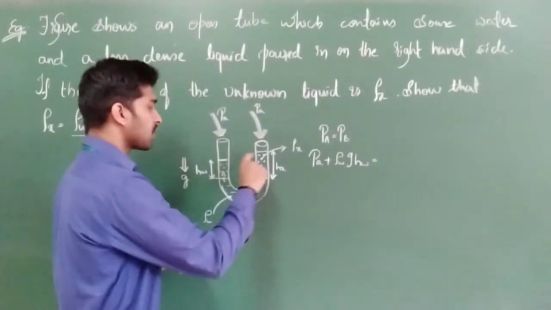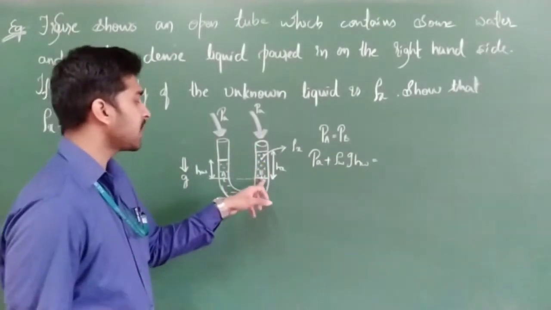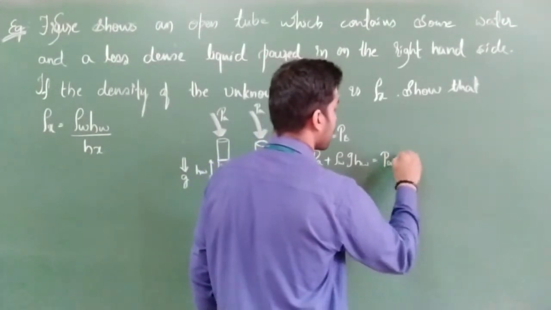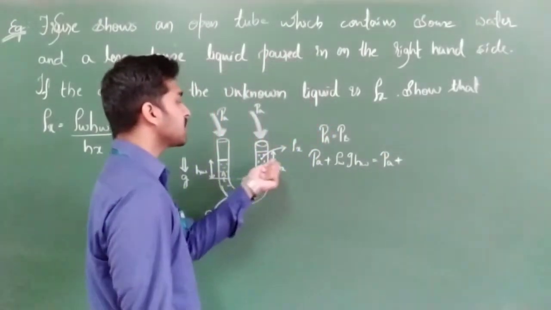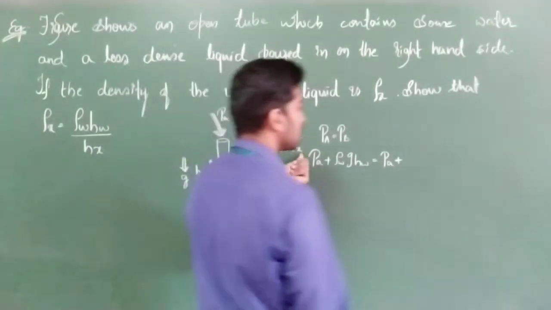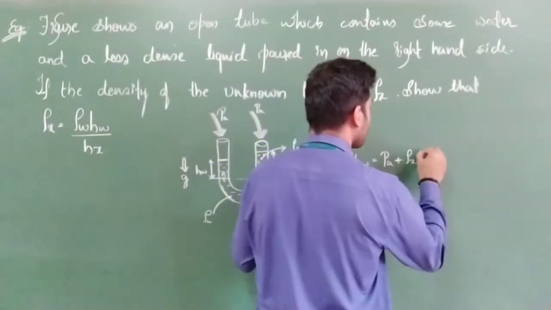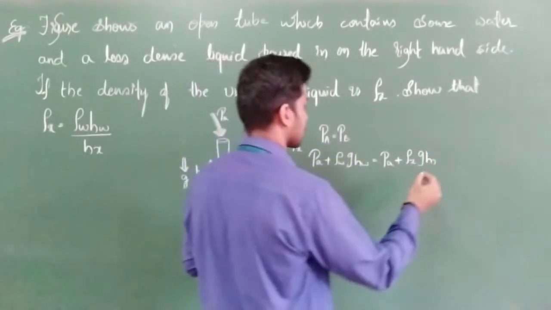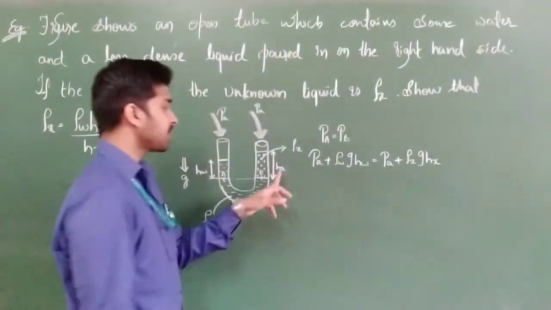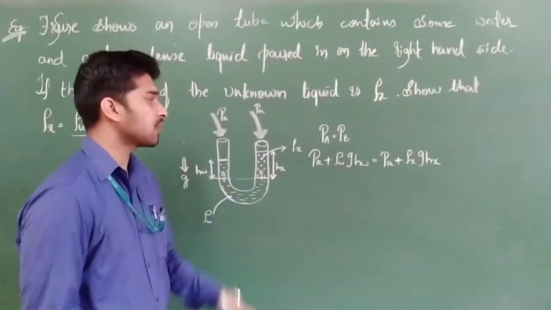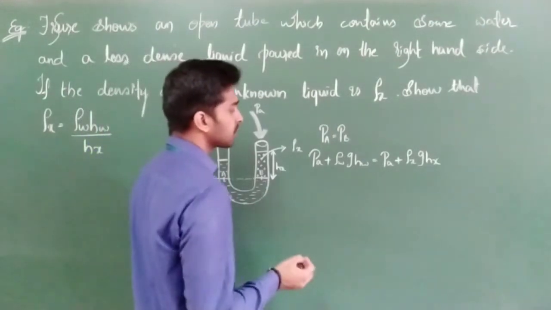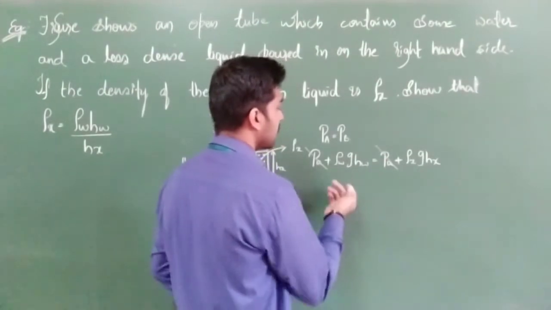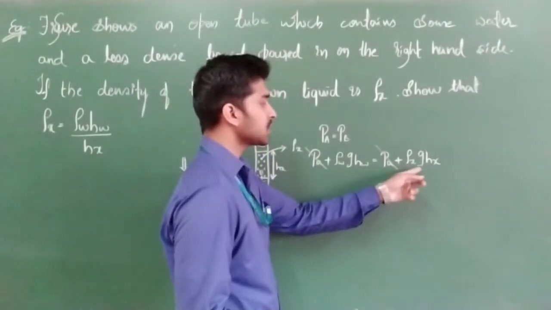These two levels are not the same. Next, the pressure at this point, again atmospheric pressure is acting, which is PA plus the density of this liquid, given as rho x. So rho x g, and here I have considered hx, where x stands for our unknown liquid. From this equation, first of all, what will cancel? The atmospheric pressure PA will cancel. What remains is rho w g hw is equal to rho x g hx.